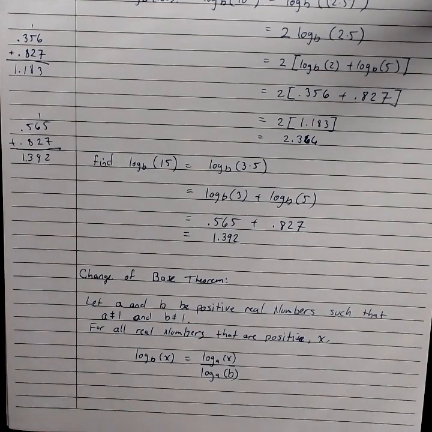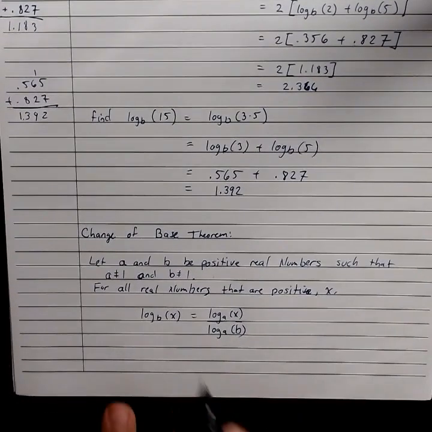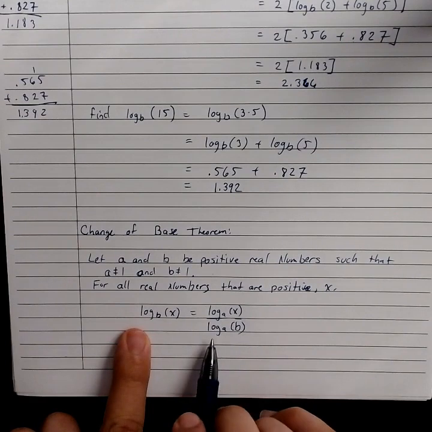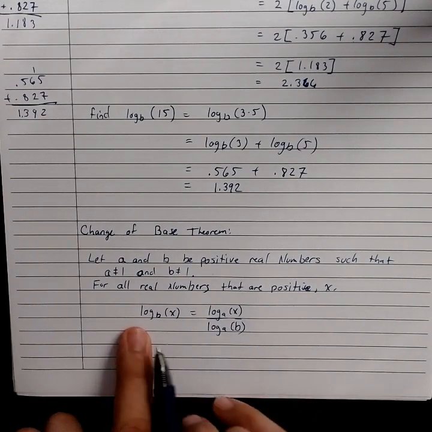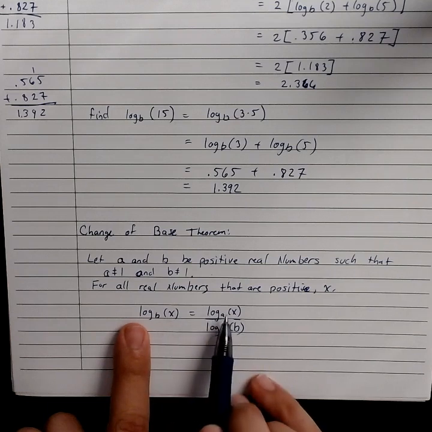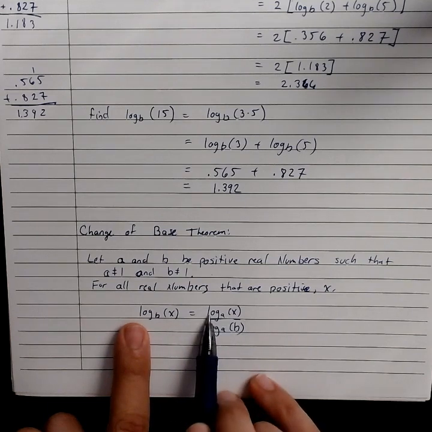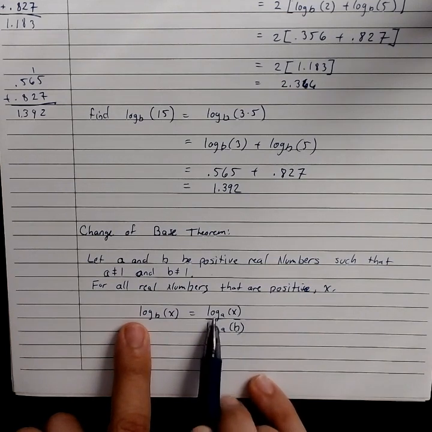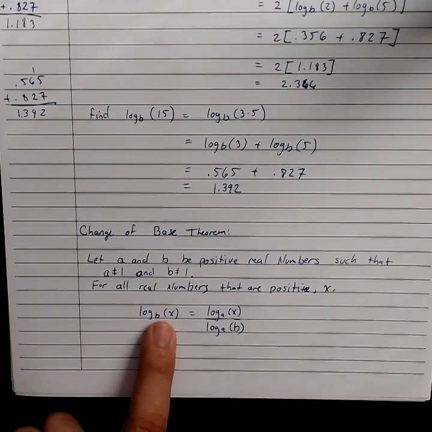So here, what this does is it allows you to change one logarithm of a particular base into something that involves a different base. The way it works is the log base b of x is, well, you can choose a new base. You can change it to log base a of x. But in order to do that, you're going to have to take your new logarithm and divide it by log base a of the original base.